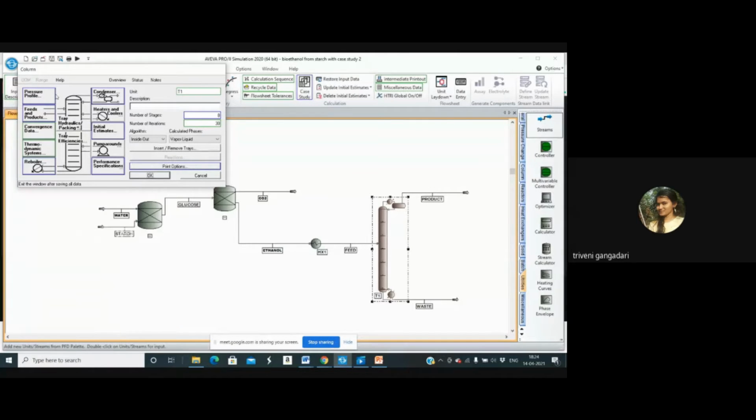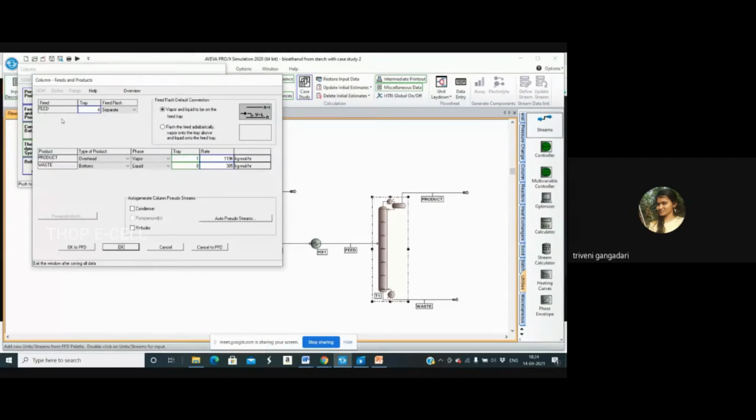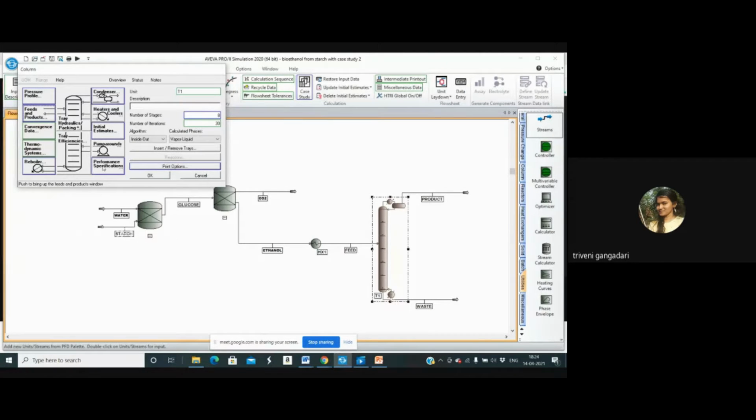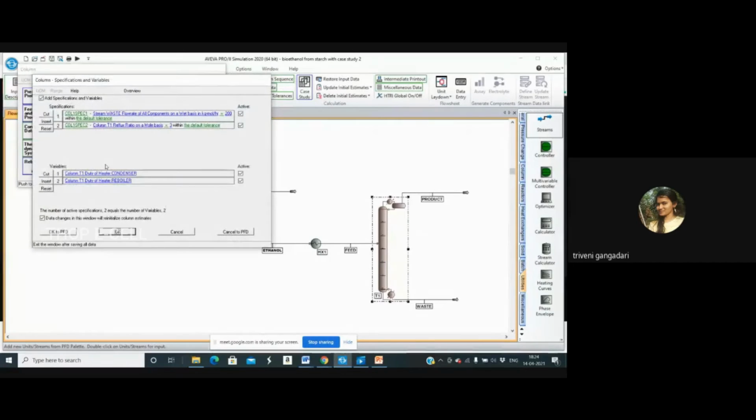By clicking on the feeds and products, the initial estimates for feed tray number and flow rates of product and waste stream are also mentioned. And by clicking on the performance specifications, here we specify the waste stream flow rate and the reflux ratio, and specify the variables as condenser and reboiler heat.